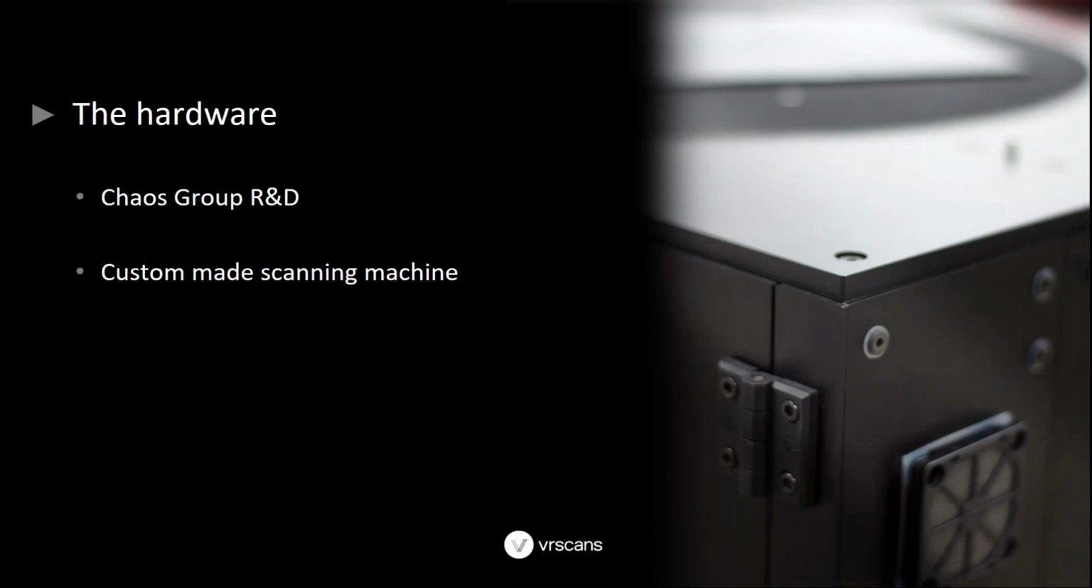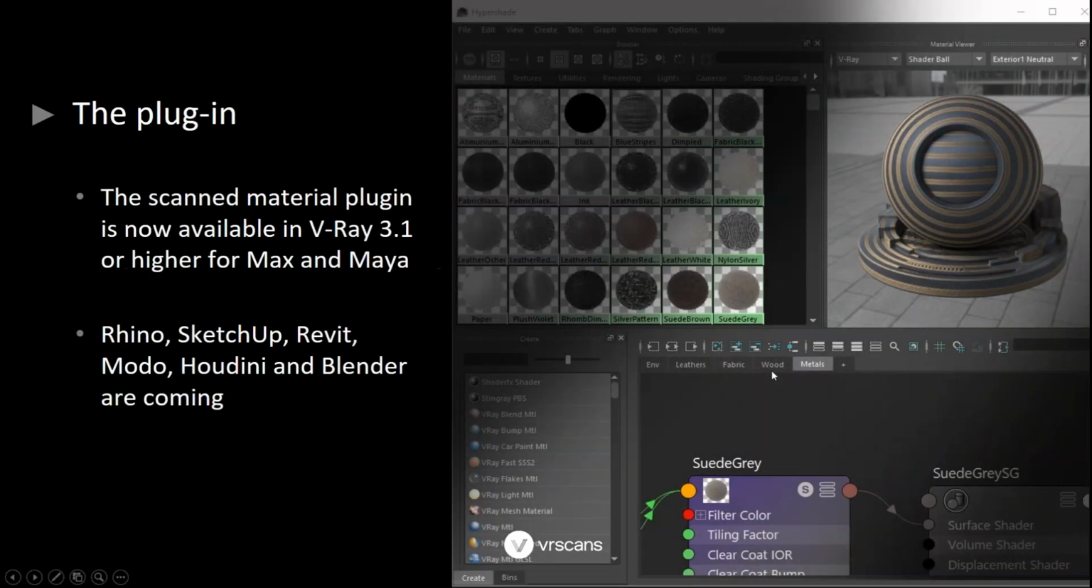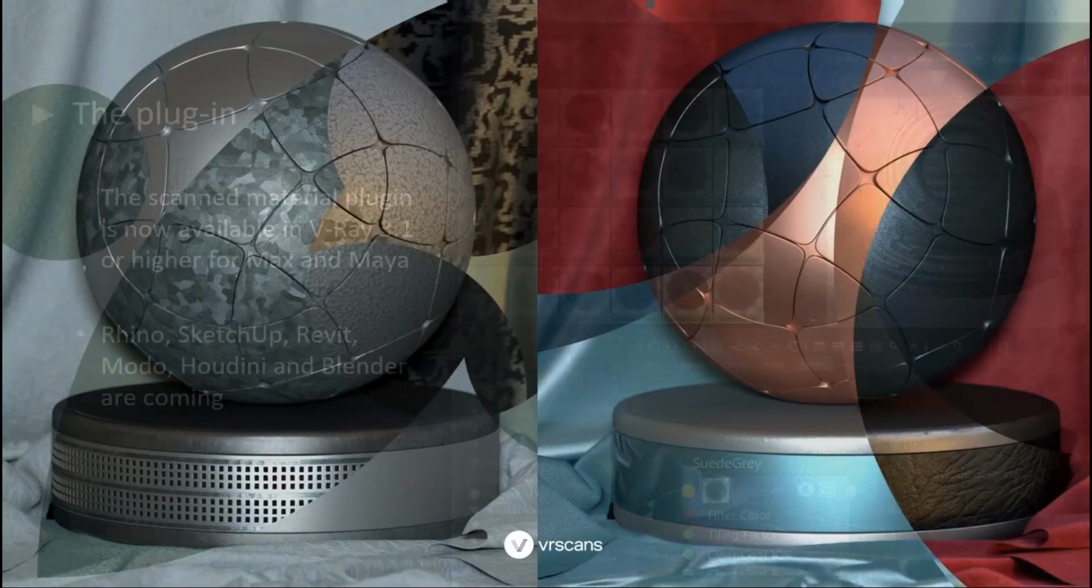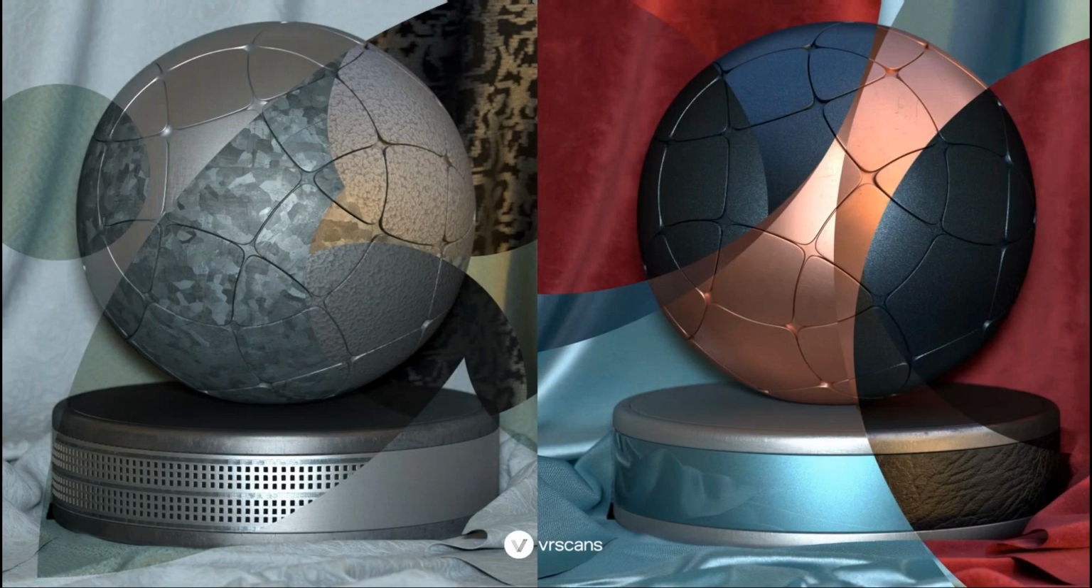So let's talk about the hardware. This is how the hardware looks. This is the scanning machine, and this is how the plugin, the software, looks inside Maya. It is also available for 3ds Max, for V-Ray 3.1 or a higher version of V-Ray. We are also planning to have the materials in Rhino, SketchUp, Revit, Modo, Houdini, and Blender. So support for those software packages is coming soon. All right, so in these two renders, you can see some of the materials we can scan.